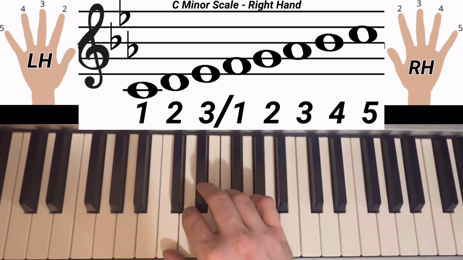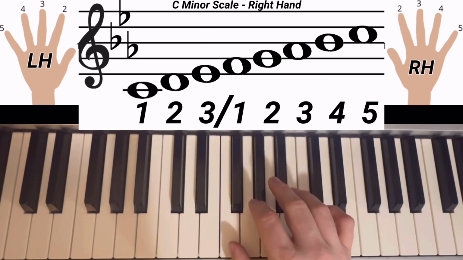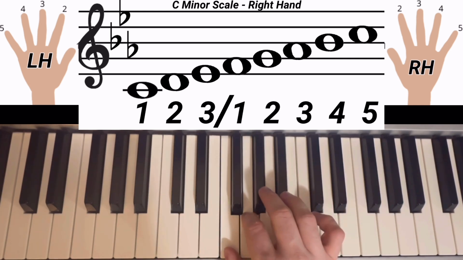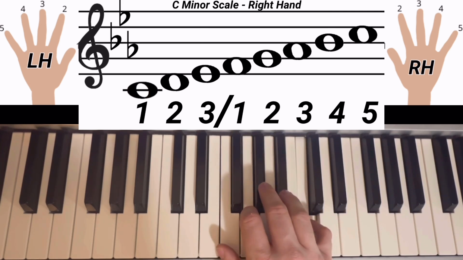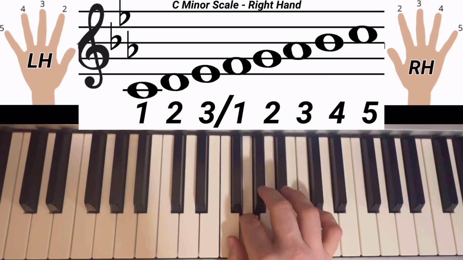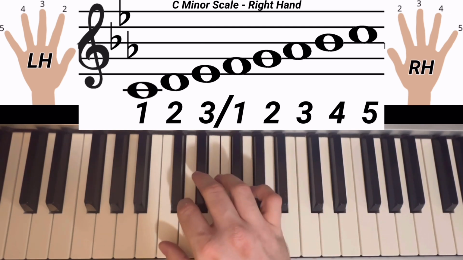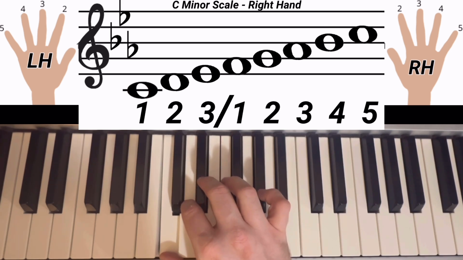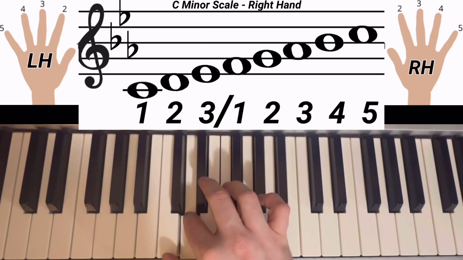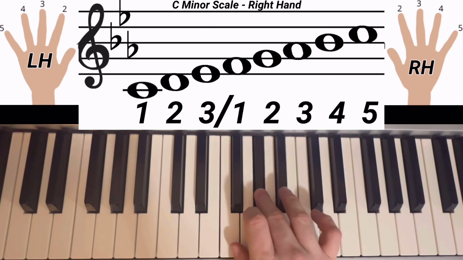Again, those finger numbers are 1, 2, 3, shift, 1, 2, 3, 4, and 5. Then back down to 4, 3, 2, 1, shift, 3, 2, 1. Now practice that scale pattern slowly until you can do it 3 times in a row without mistakes. Then you can slowly work on speeding it up.